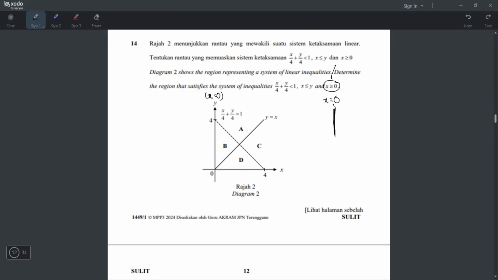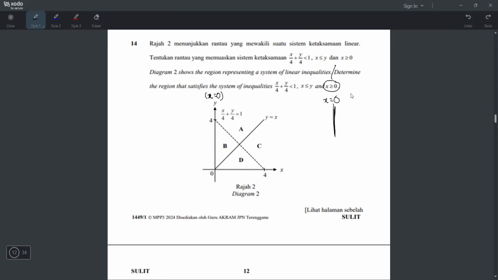Okay, but if it's y equals a number, then it's horizontal, right? But this one is x equals 0. That is why I say the y-axis is vertical, right? And why it is here is because x equals 0, so it cuts the x-axis at 0. So this is the line.